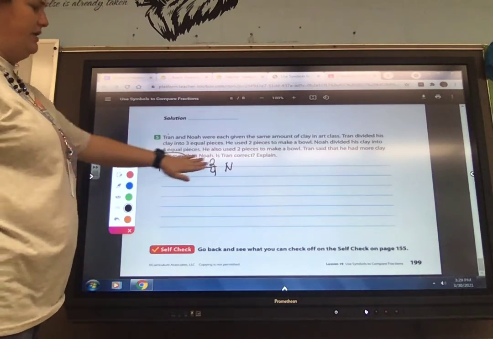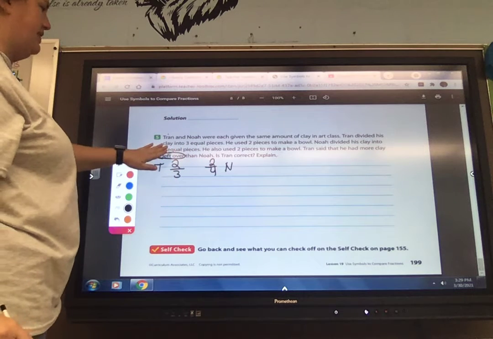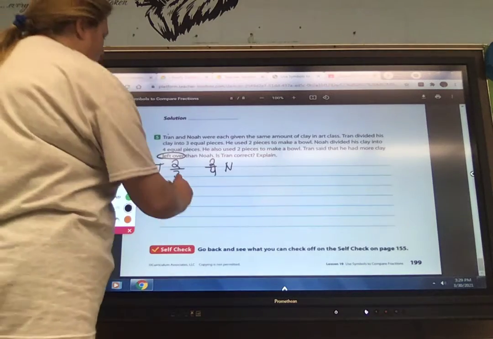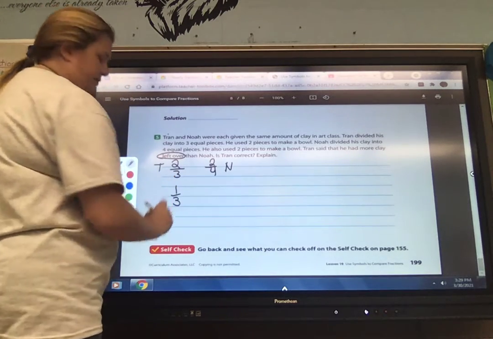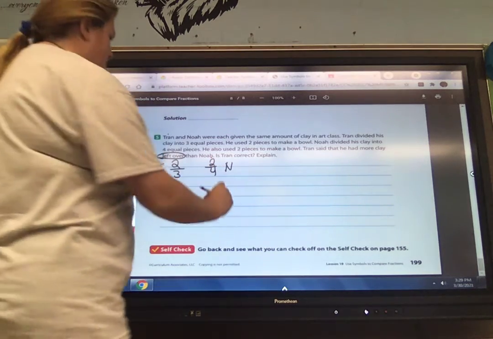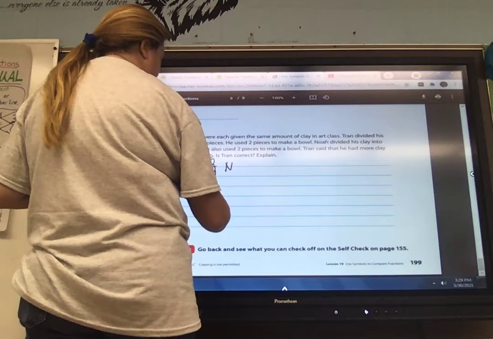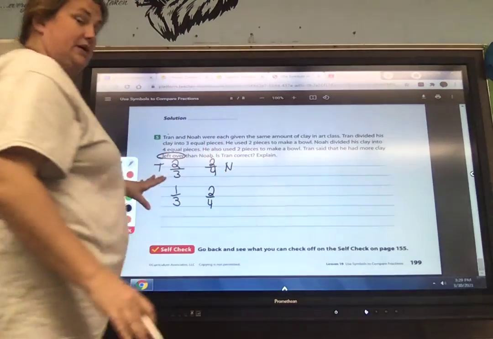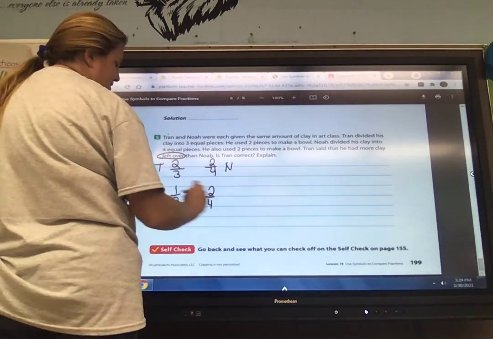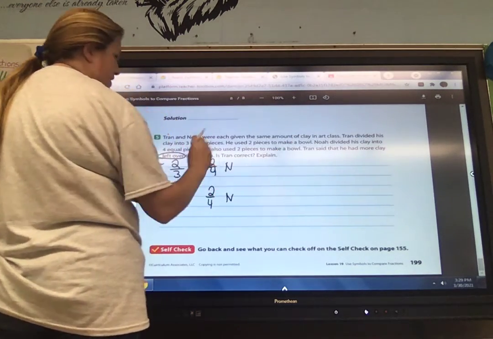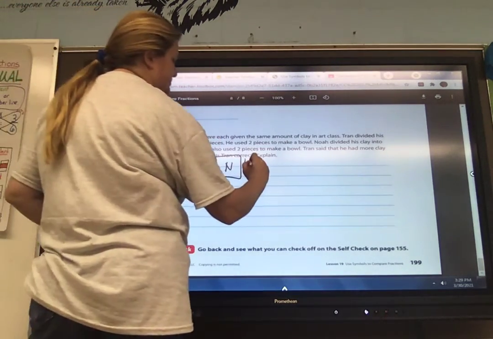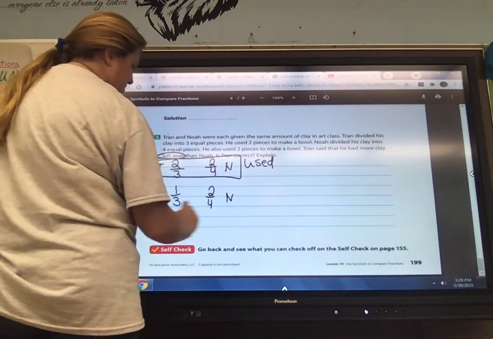We're not really comparing these 2 fractions. We want the leftover. So if he used 2 out of 3, what's left over? 1/3 is left over, right? If Noah used 2 out of 4, what's left over? There's still 2 pieces left over. You might even draw a picture of this to help you. So now we want to know if Tran's is more than Noah's. Tran says he has more left over. This is what they used. This is what's left.